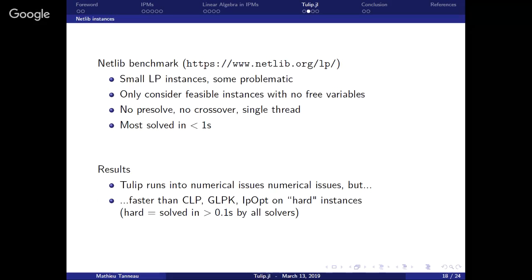And yeah, I mean, it's not that surprising because CLP and GLPK don't really have a very efficient barrier algorithm. But the simplex will be completely destroyed against CLP.